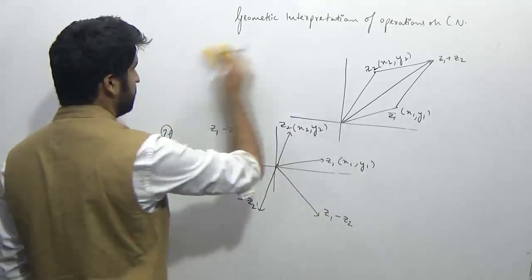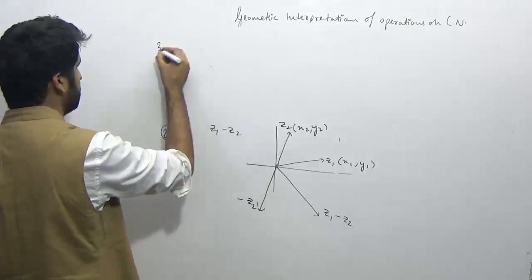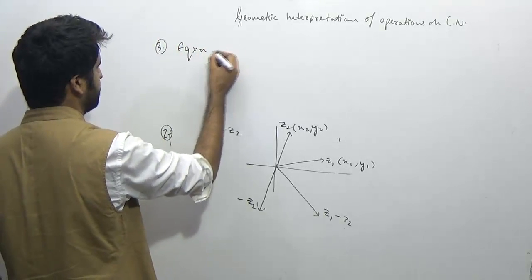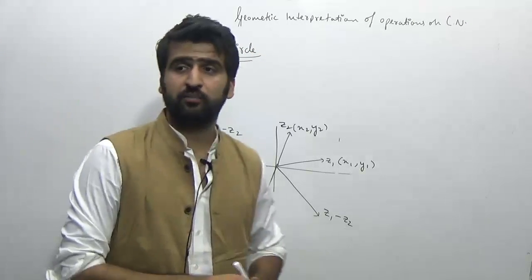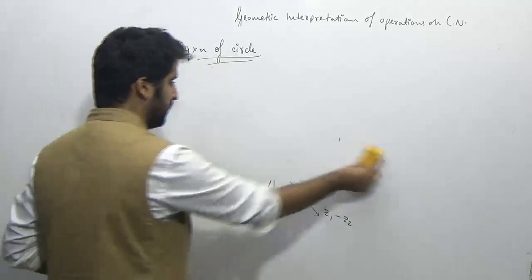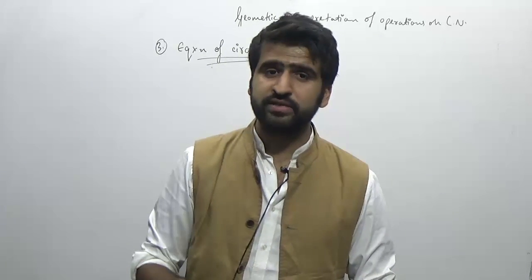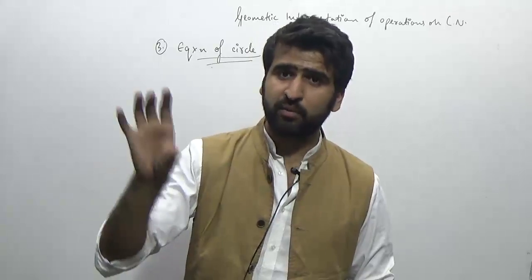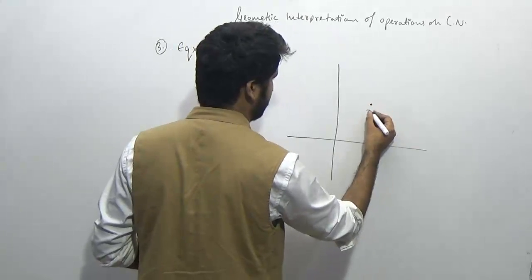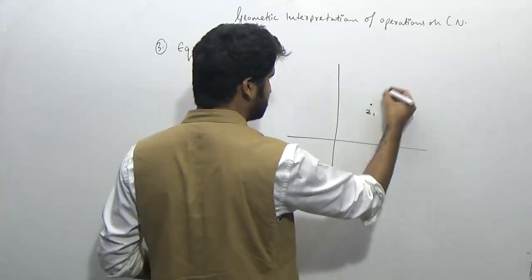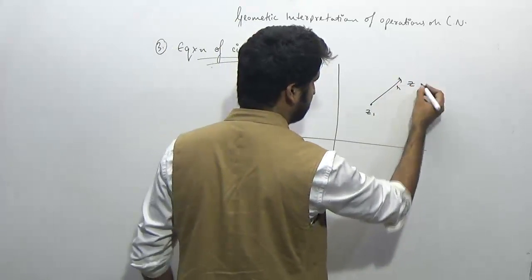So the next thing is the equation of a circle in case of complex numbers. So what is the locus of a circle? A circle is the locus of all the points which are equidistant, or which are at a constant distance, from a fixed point. In case of complex numbers, let's say this is a fixed point z1 and the constant distance is equal to r. And we have to find the locus of this complex number z.